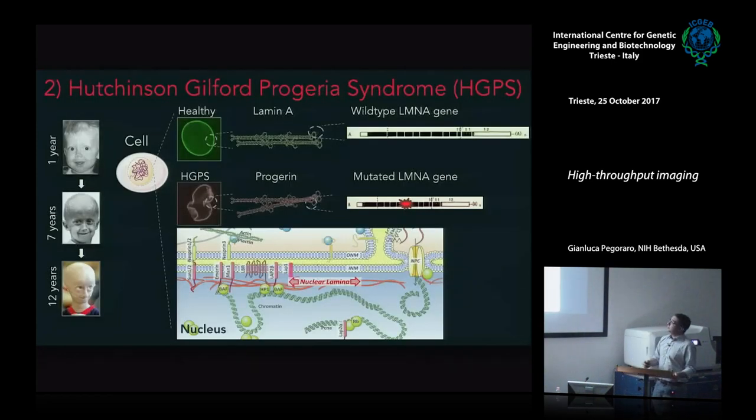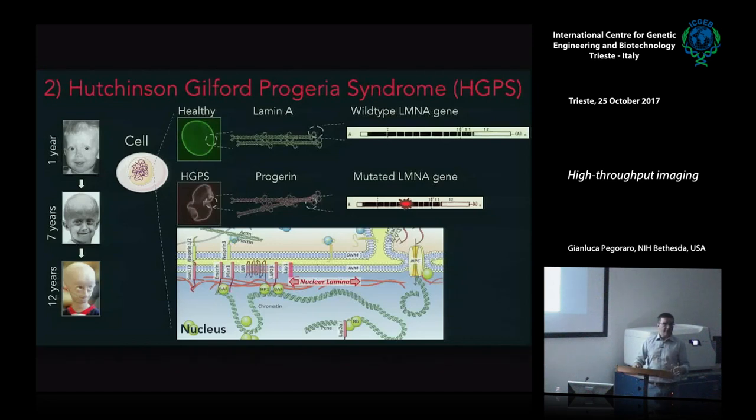Hutchinson-Gilford progeria syndrome, or HGPS, is a premature aging disease. Patients usually develop the first signs of the disease between the first and the second year, and they rapidly progress and usually die in their teens due to cardiovascular defects and strokes.